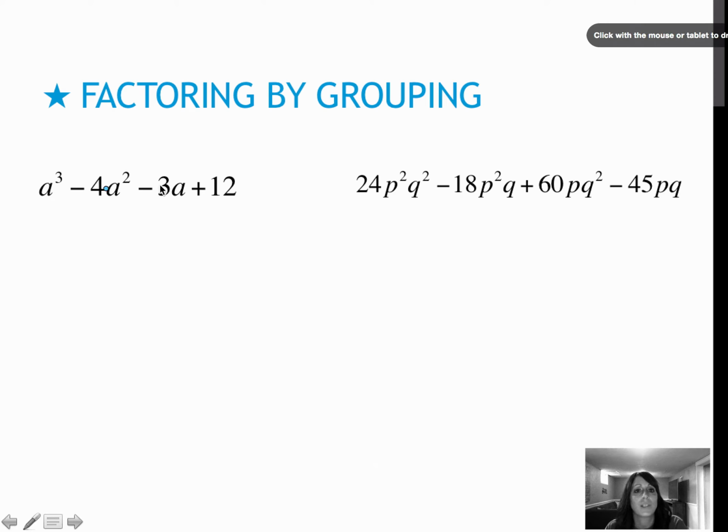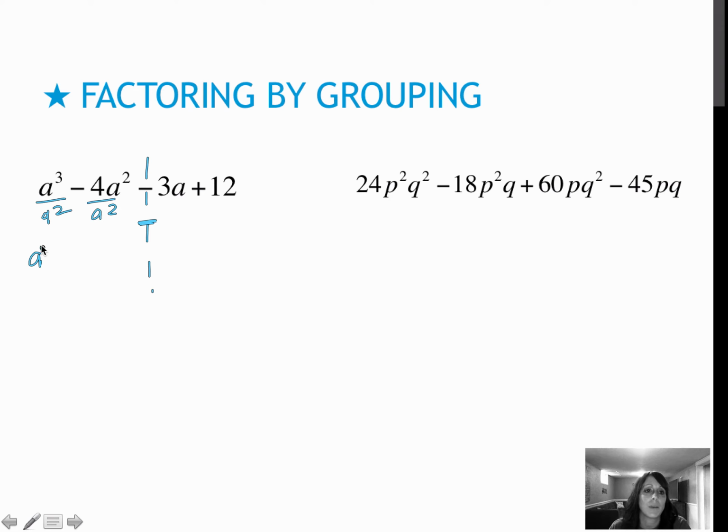For my first one, it's already in standard form, so I'm going to split it right here. Again, notice that I have a minus, so I'm going to accentuate the minus. For my first two terms, I can take out an a squared. So I'm going to rewrite that as a squared and then a minus 4.